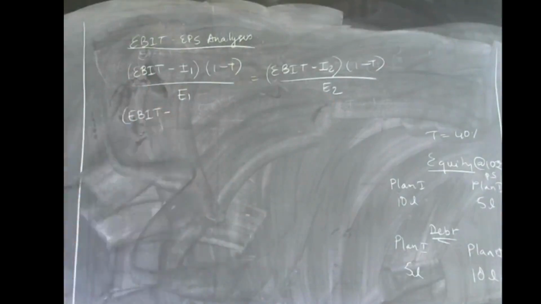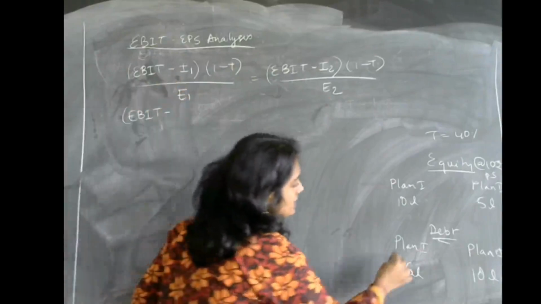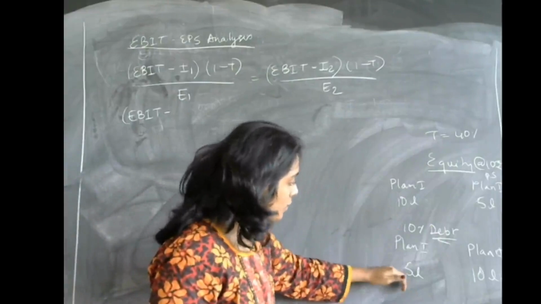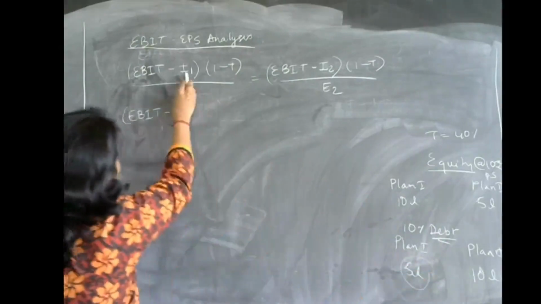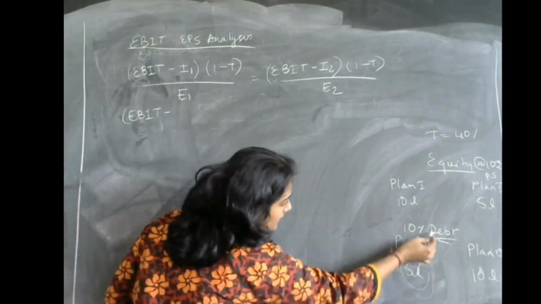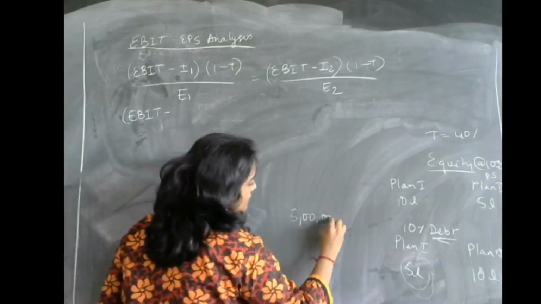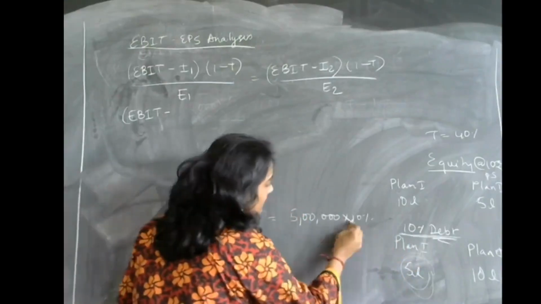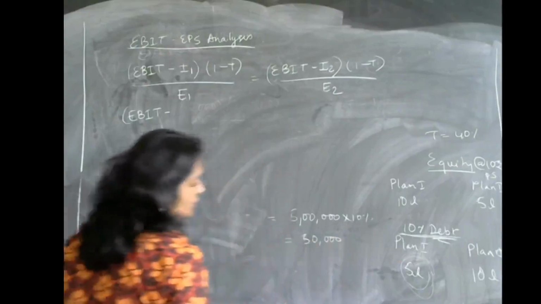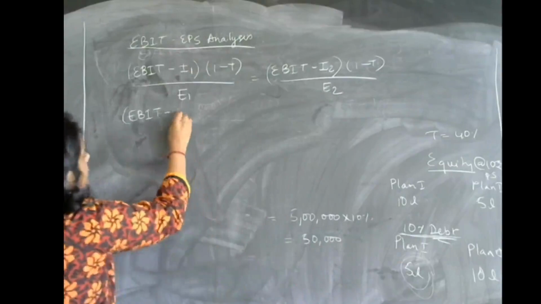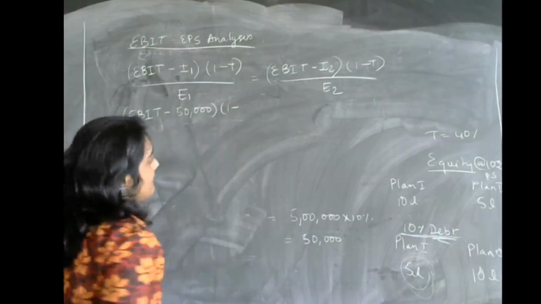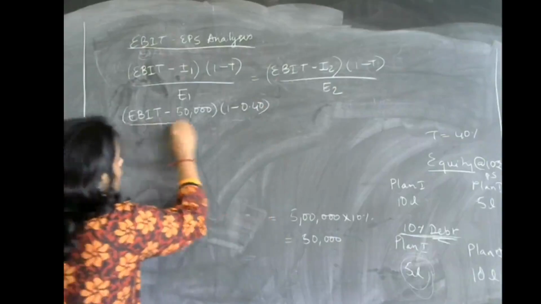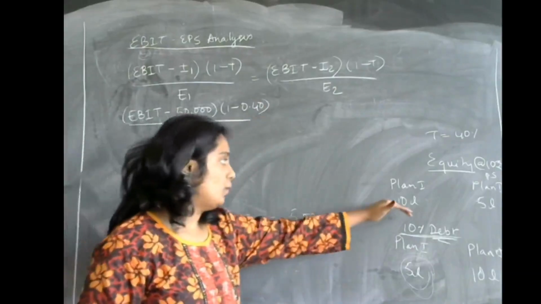EBIT minus interest in plan 1. Now you know that this is 10% debt and in plan 1 the total capital under debt is 5 lakhs. So in order to find out the interest in plan 1, we are going to take the debt capital in plan 1, which is 5 lakhs, and multiply it with 10%. Why? Because it is 10% debt. Okay, so 5 lakh multiplied by 10% gives you 50,000. So interest in plan 1 is 50,000. 1 minus tax rate. Now the tax rate they have mentioned over here is 40%. The whole divided by number of equity shares in plan 1.